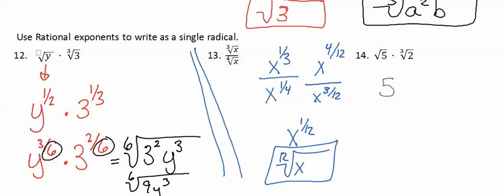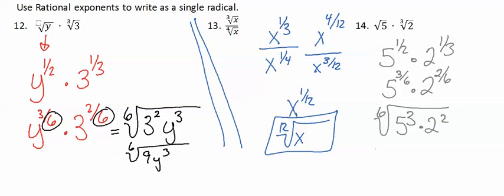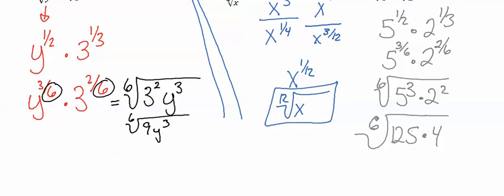So hopefully you changed the square root of 5 into 5 to the half power times 2 to the 1/3. I'm going to look for that common denominator, which is 6. So 5 to the 3/6 times 2 to the 2/6 power. And so my index is 6, and I'm going to get 5 to the 3rd times 2 squared. Well, 5 to the 3rd is 125. 2 squared is 4. So if I multiply that together, that's going to give me the 6th root of 500. So I'm going to evaluate that all the way.